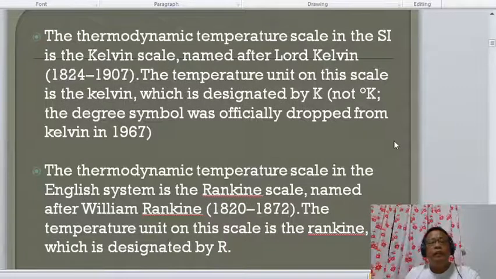The thermodynamic temperature scale in the English system is, of course, the Rankine scale. It is named after William Rankine, 1820 to 1872. The temperature unit of the scale is the Rankine, which is designated by the capital letter R.